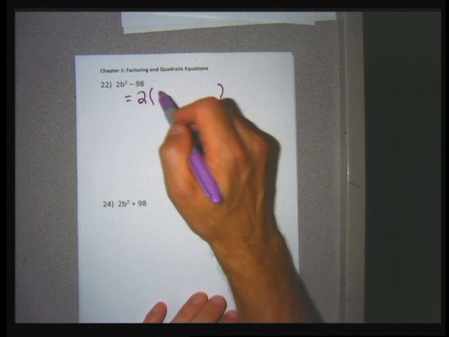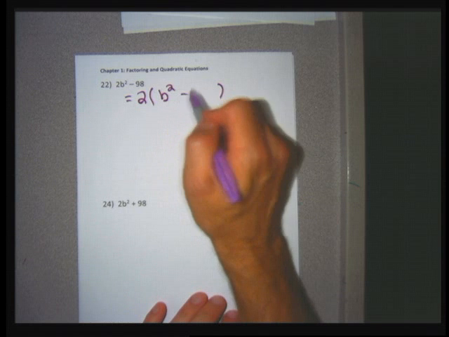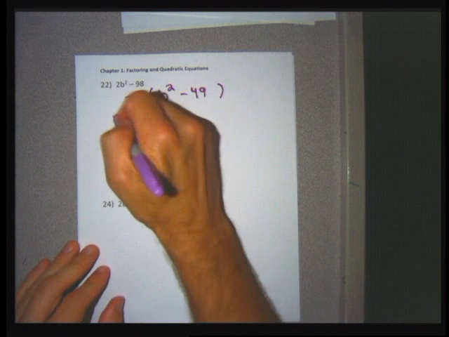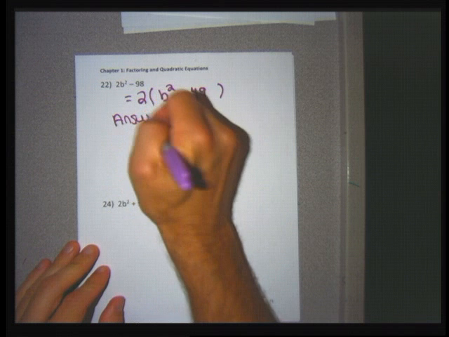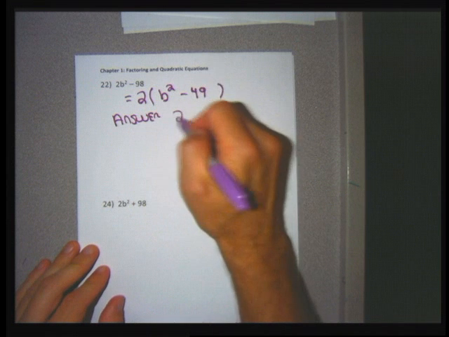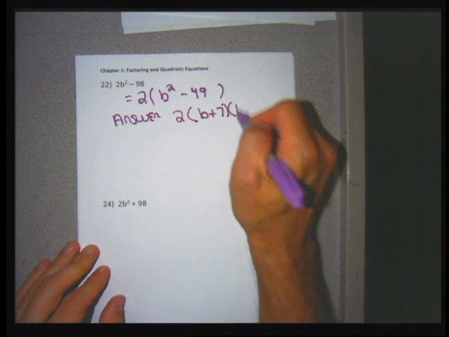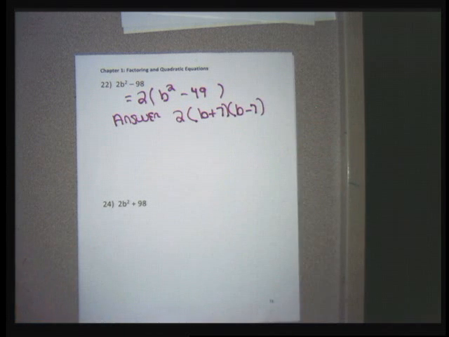And when I pull out the factor of 2, I'm left with b squared minus 49. It would be wrong to stop here. This is considered partially factored, but not completely factored, because what's left in the parentheses, the b squared minus 49, is a difference of squares, and it can be broken down into b plus 7 and b minus 7. So the best answer for problem 22 would be a 2 as a common factor, and then a b plus 7 and a b minus 7 for the b squared minus 49.